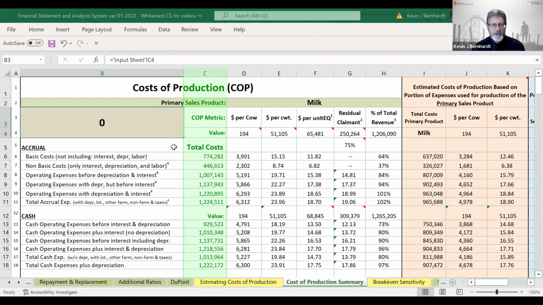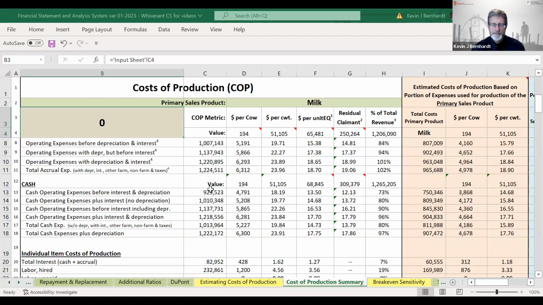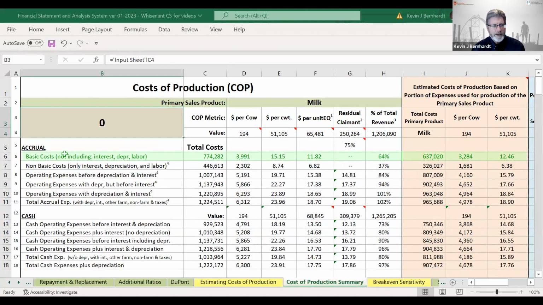Column C, where it says total cost, those numbers come from the income statement. So for example, this first line, basic cost, includes everything, all cost except for interest, depreciation, and labor. That number comes from the income statement. So those numbers, once you've done the income statement work, they're automatically put there. In fact, there's nothing in this tab anywhere that you have to enter in yourself.